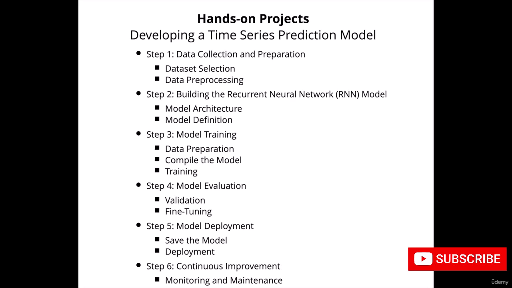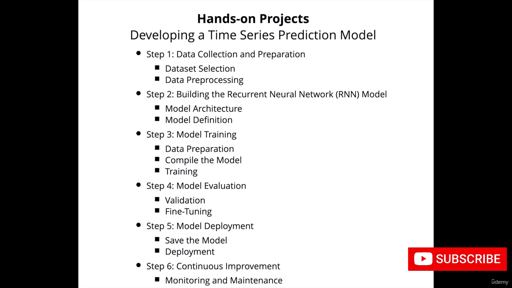First, validation. Evaluate the trained model's performance on the validation dataset using metrics like mean squared error, MSE, mean absolute error, MAE, etc. Next, to fine-tuning. Fine-tuning the model architecture and hyperparameters based on validation performance to optimize model performance. Next step is model deployment.